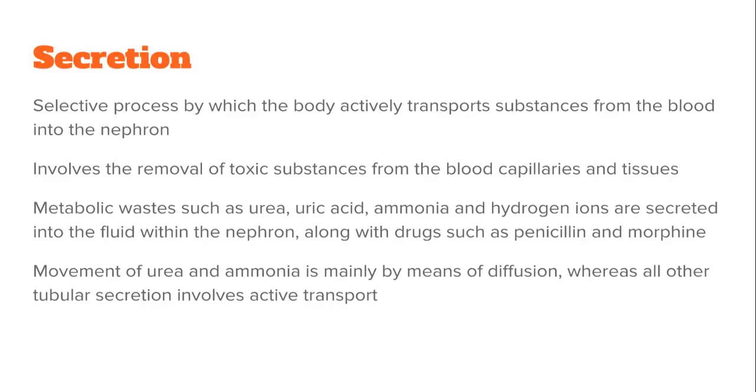Then our third one, secretion. So it's selective, active transport. This is where we're removing any toxic substances and also any drugs and other substances that we want to get out of our body. Usually occurs by diffusion. And that diffusion happens with urea and ammonia, but sometimes other secretions involve active transport, which is using energy.